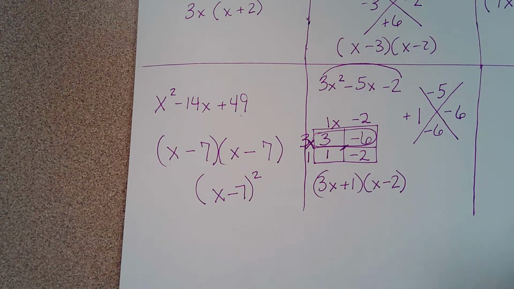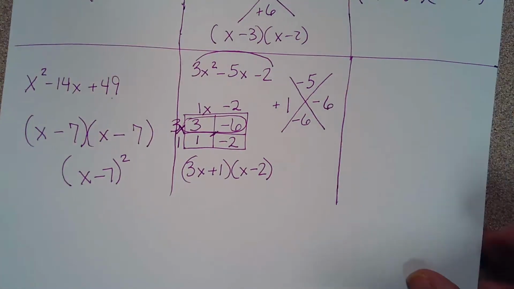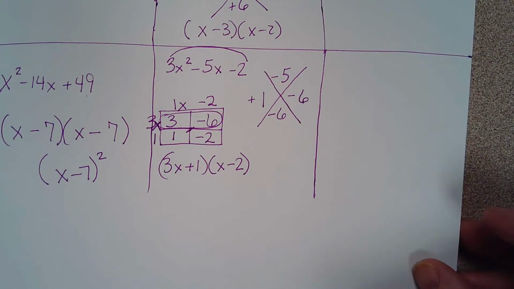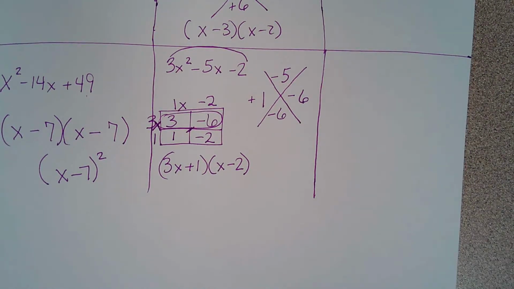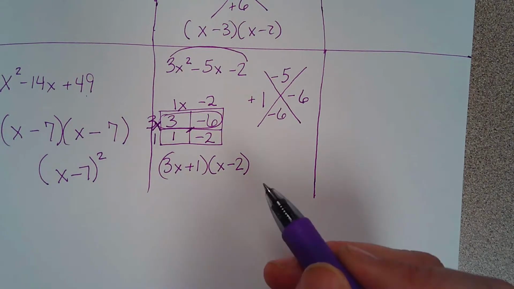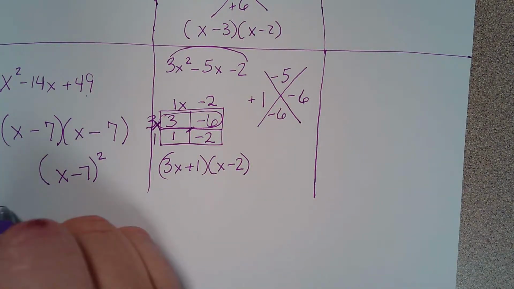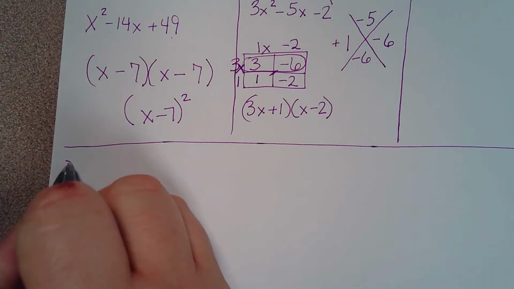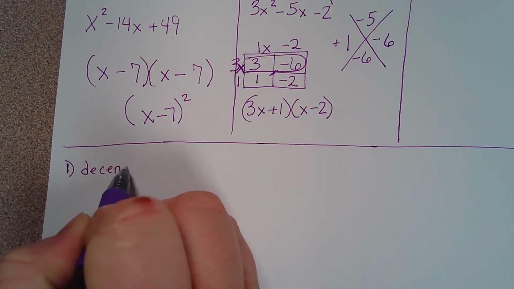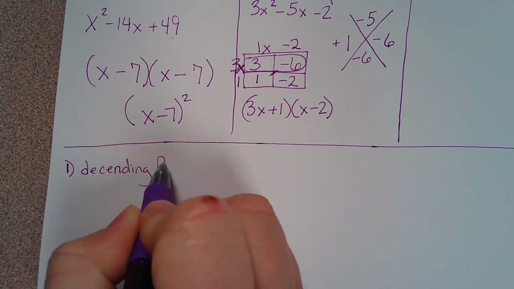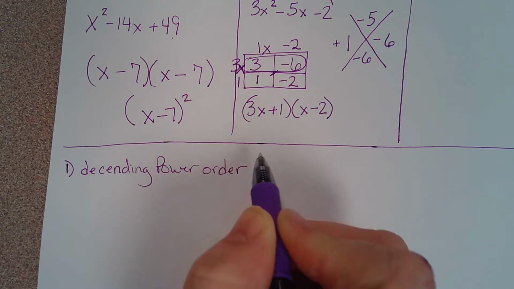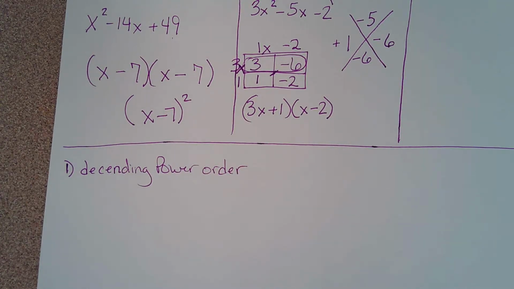So today, this is the one thing that we haven't covered: factoring by grouping. Now, factoring by grouping is a little tricky, but let's talk about a few things that you have to know. First thing is that you have to have them in descending power order. So step 1, descending power order. What that means is the biggest exponent comes first, and then the next biggest, and so forth, all the way down until you have no more variables.